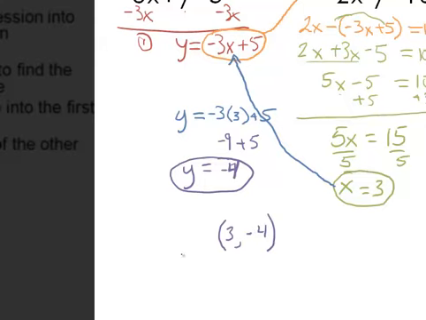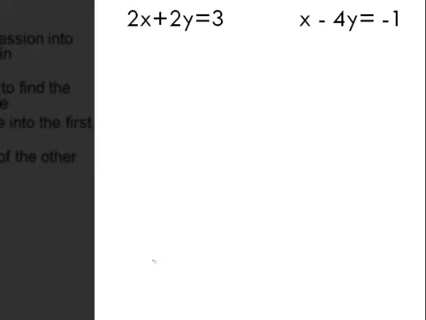Either answer is acceptable. So let's look at one more example together, and we'll run through these steps with a little less explanation each time. So first thing, isolating a variable. I'm going to choose this x this time to isolate because there's no multiplier in front of it. So I'll add 4y to both sides. That gives us x equals, you can write -1 plus 4y or 4y minus 1. It really doesn't matter.